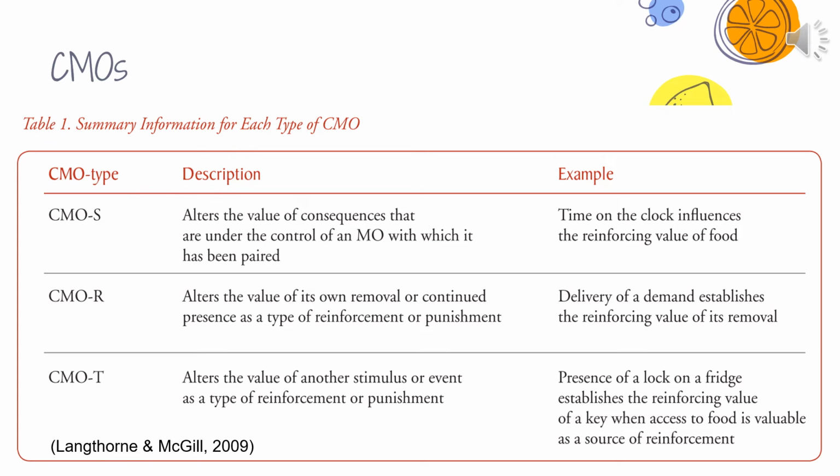A CMO-T alters the value of another stimulus or event as a type of reinforcement or punishment. For example, the presence of a lock on a fridge establishes the reinforcing value of a key when access to food is valuable as a source of reinforcement.